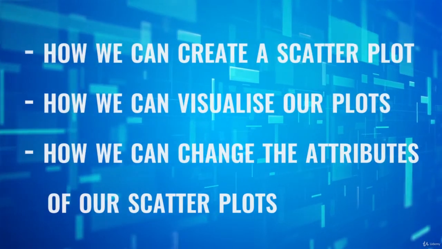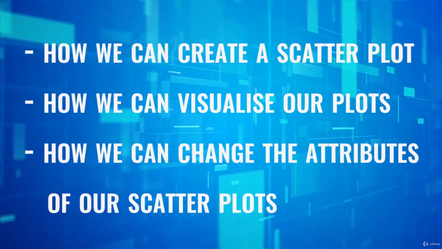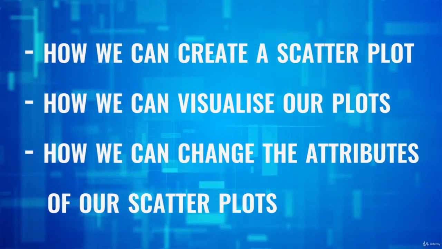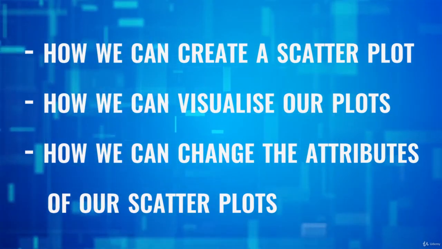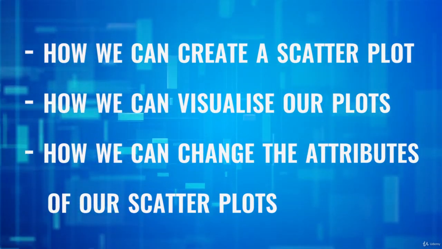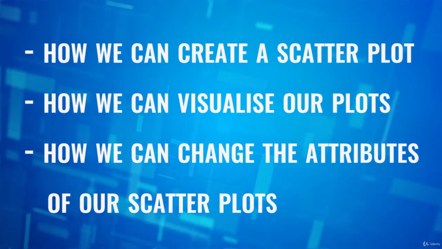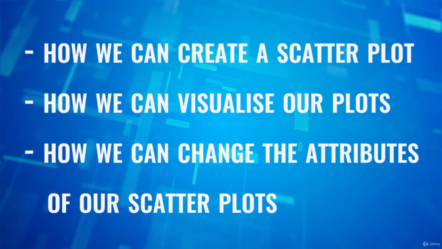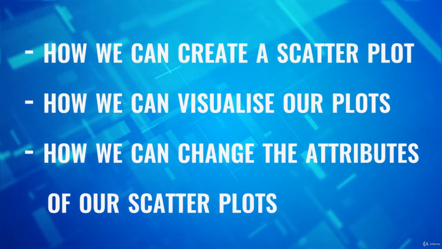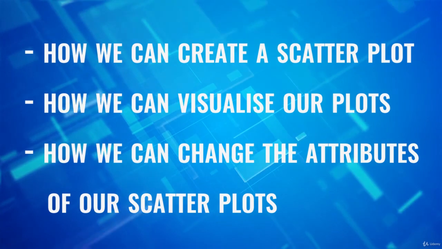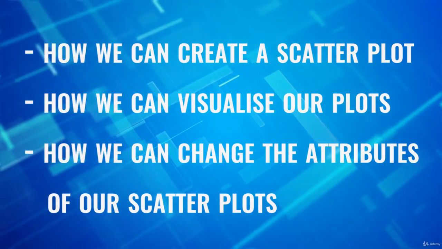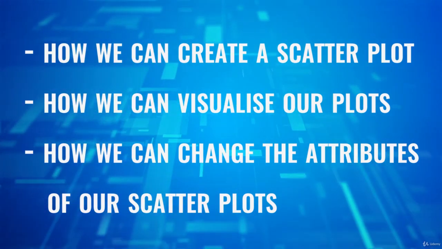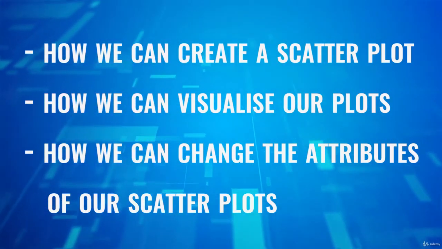Alright, so let's recap what we just learned. We saw how we can create a scatter plot. We also saw how we can plot two different types of data against each other in a scatter plot. We saw how we can visualize our plots, and we also saw how we can change the attributes of the scatter plots. So we saw how we can change the size of our data points, how we can change the color, and how we can change the marker from being circles to squares or pluses, for example.